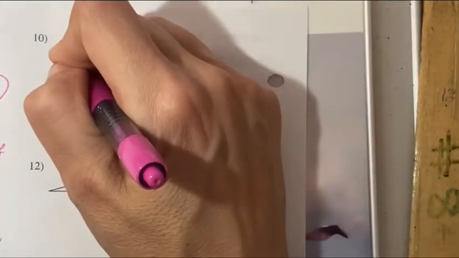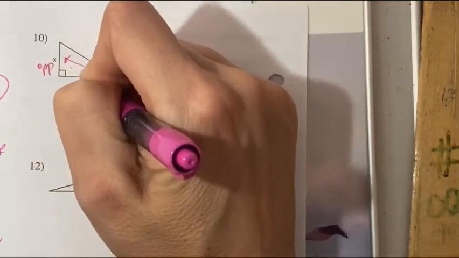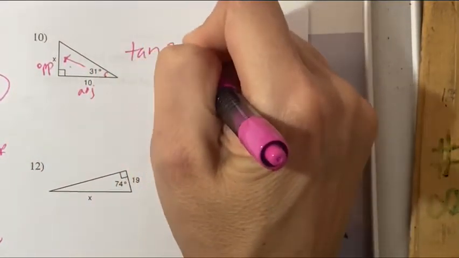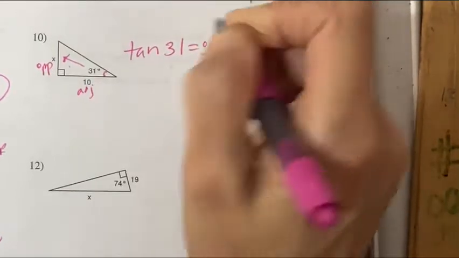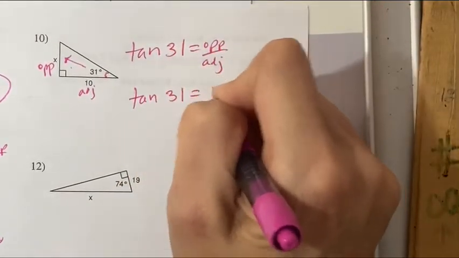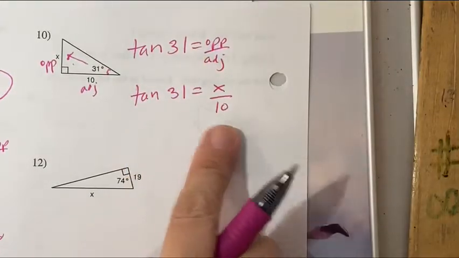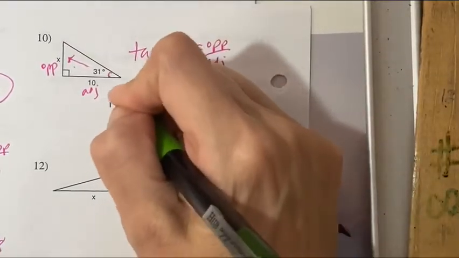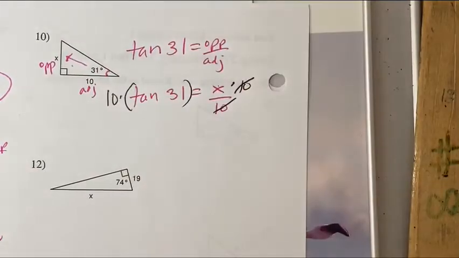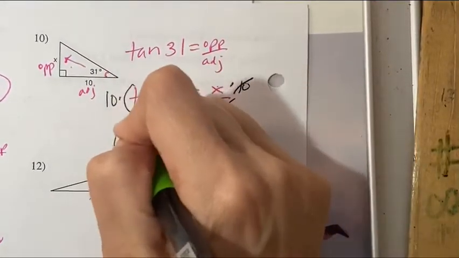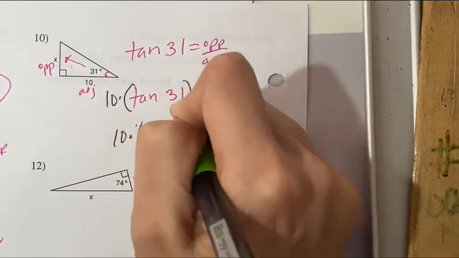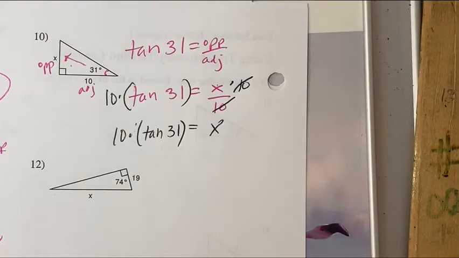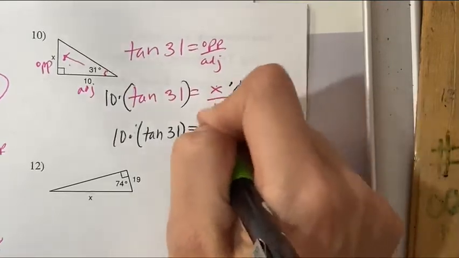Okay, so start back up at the top here. I've got my reference angle, opposite, adjacent. So that's tangent. The swap won't make this look any easier, so I'm going to have to multiply both sides by 10. And that would cancel, leaving x by itself on one side. So we get x is equal to 10 times the tangent of 31. I got 6.